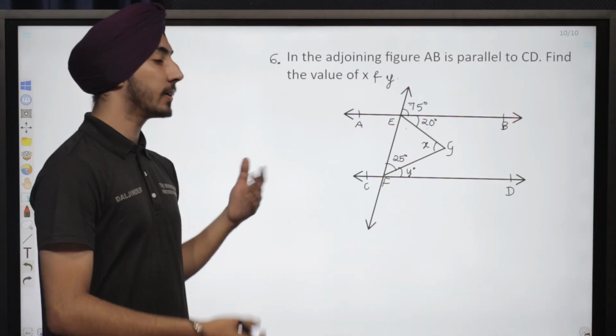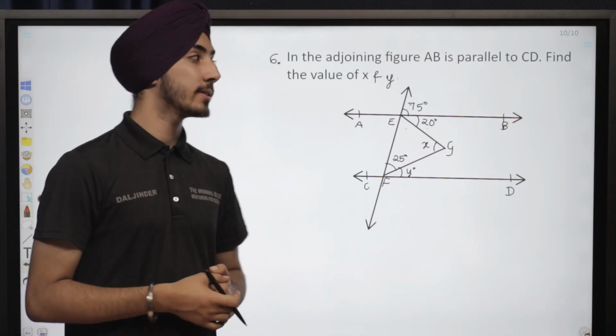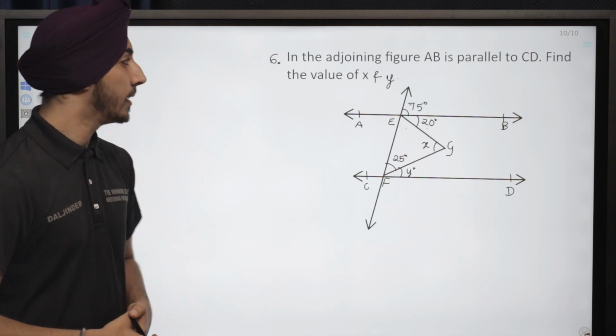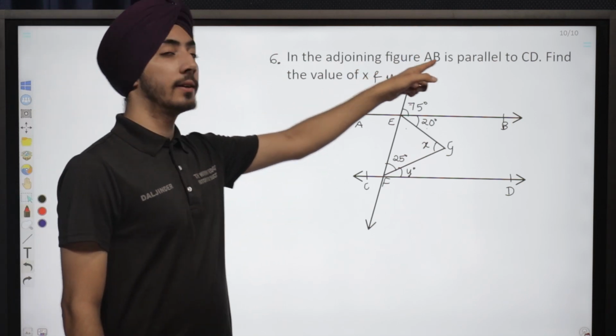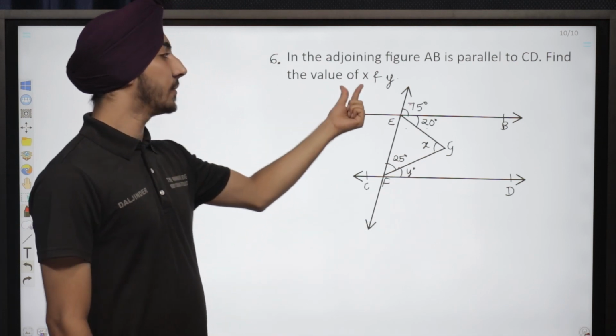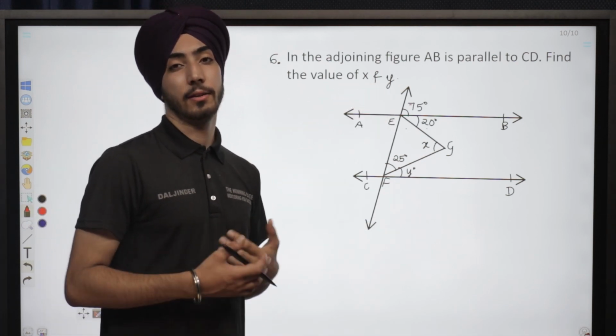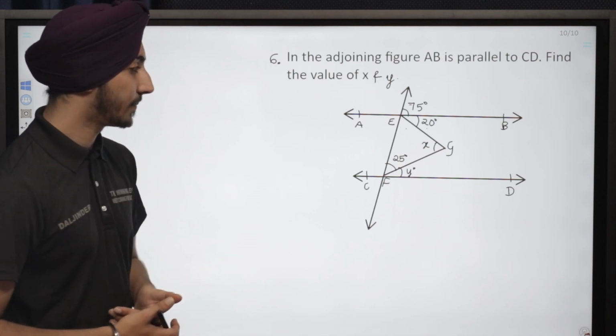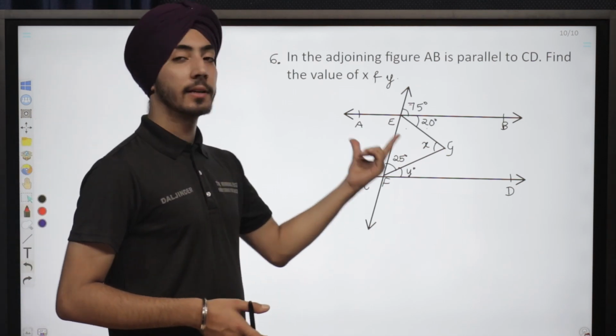Now question number 6 brings us towards the end of this video, and this is the last question which we are going to do. So this question says in the adjoining figure AB is parallel to CD. These two lines are parallel to each other. Find the value of x and y, two variables x and y. We have to find out the value of these variables. Okay. So first let's find out the value of y.